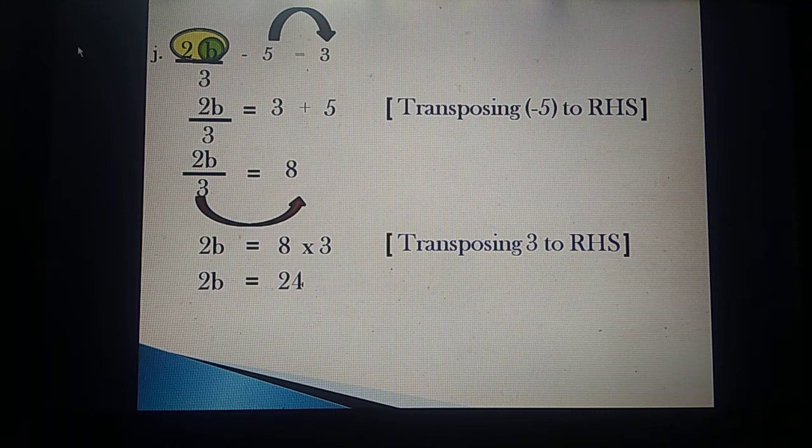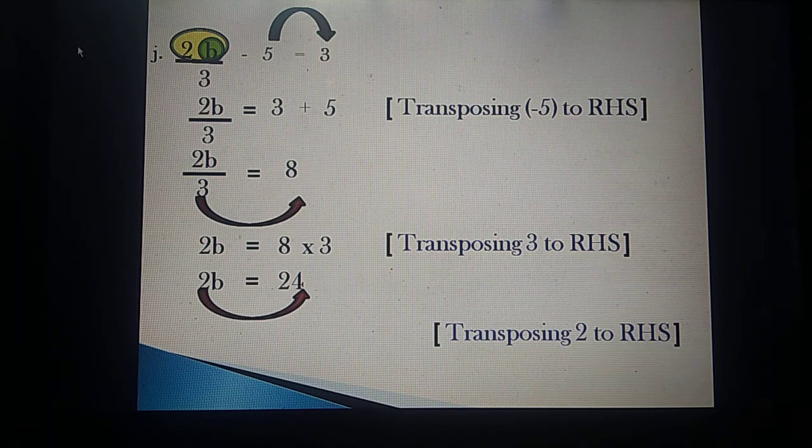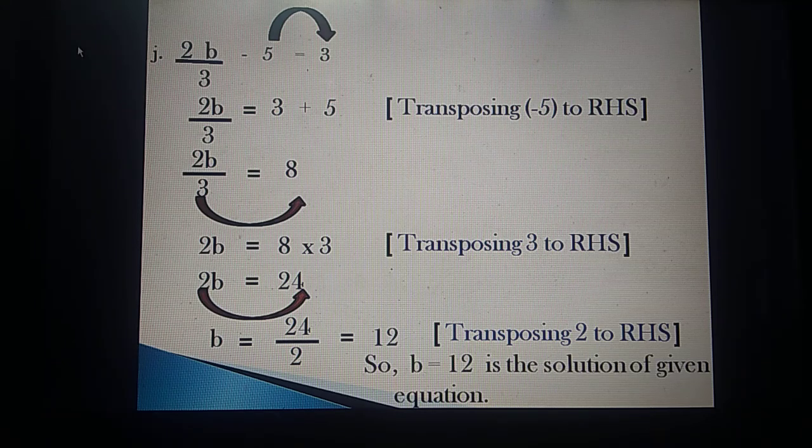Now in the outermost circle, it's 2. So we will transpose 2 to RHS. 2 will divide. Yes. So b, you will write it as 24 by 2. Finally, you can write this answer as 12. Now only variable is left in the circle. So this is your final answer.